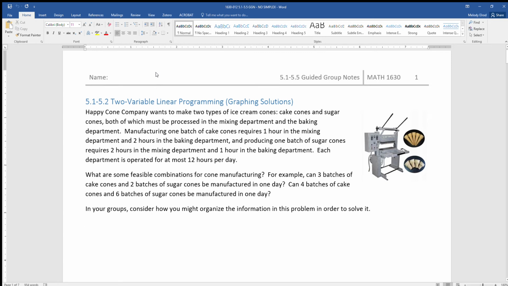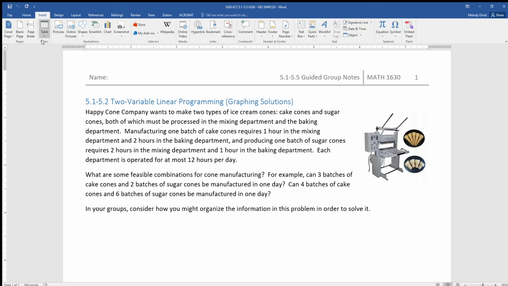There's some things that seem obvious, like I don't think we're going to get 10 batches of each, right? Because even 10 batches is going to be 20 hours in one of the 2 departments, which already exceeds the 12 hours that we're allowed. But there's some other kind of fine tuning that needs to happen here.